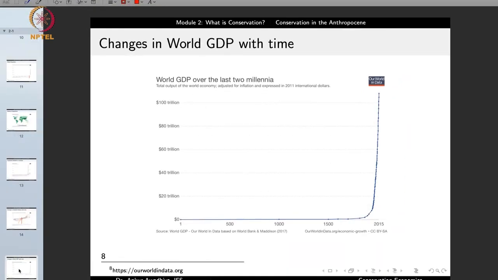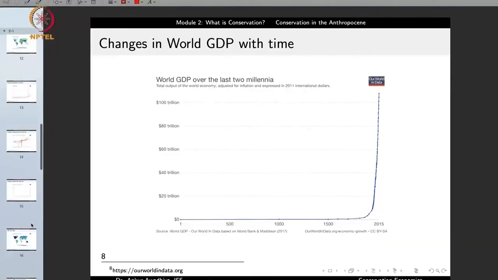Affluence can also be measured in terms of money that people have. If you look at world GDP over the last two millennia, we see that here again we are seeing an exponential growth. Roughly after around 1600 AD, we start seeing an exponential growth. So the affluence has also been increasing with time. So when we say I is equal to P into A into T, the P component has been increasing, and the A component has also been increasing.